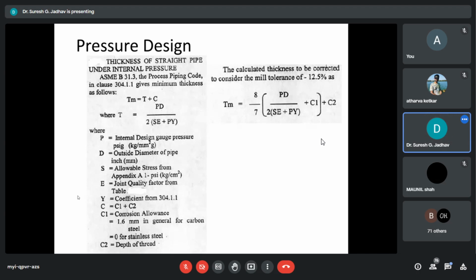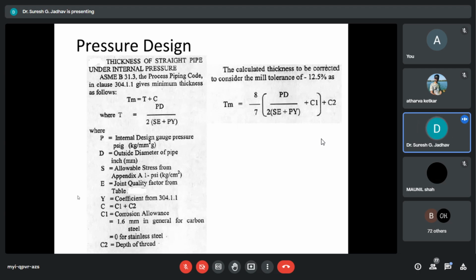And here C is C1 plus C2. C1 is nothing but corrosion allowances. For carbon steels, we considered a 1.6 millimeter corrosion allowance for CS. And for stainless steels, there is no corrosion allowance, meaning C1 equals 0. And C2 is the depth of thread.